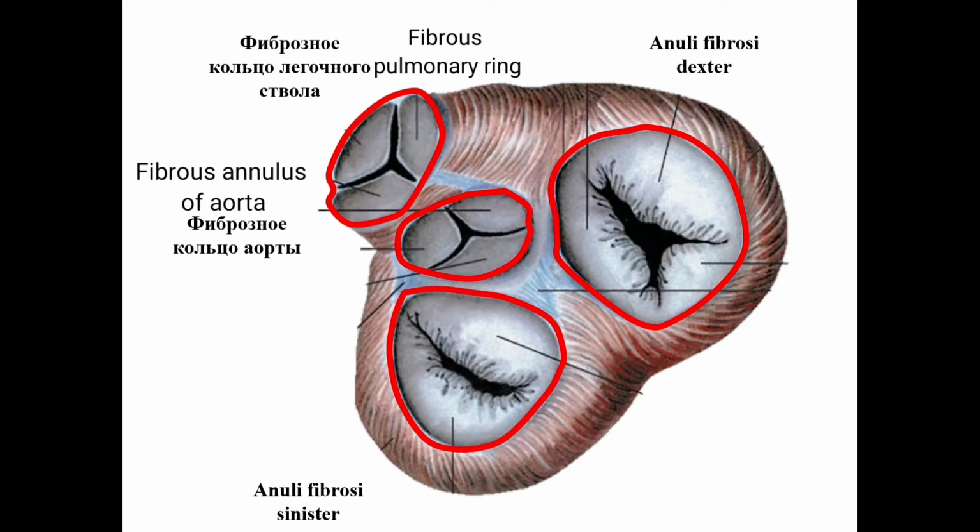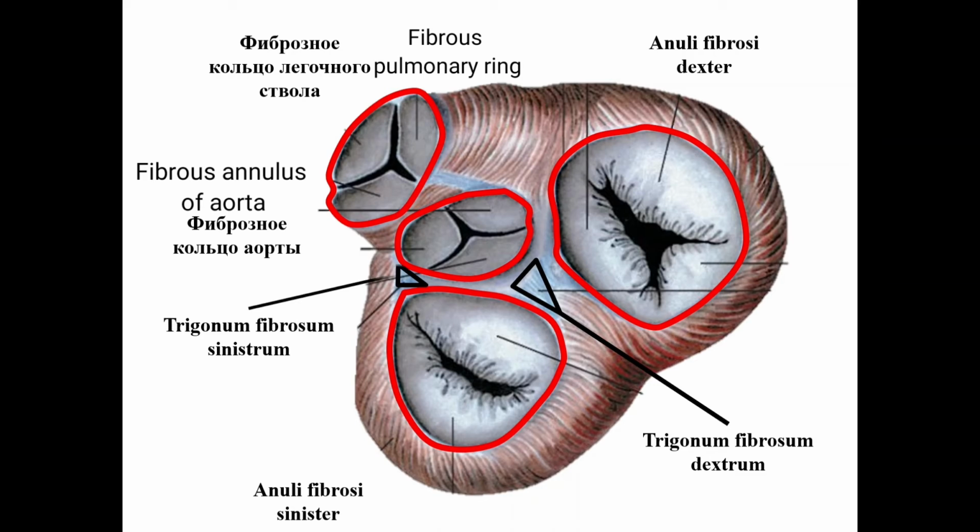The right and left fibrous triangles, trigonum fibrosum dextrum and trigonum fibrosum sinistrum, are dense plates which, on the left and right, adjoin the posterior semicircle of the aorta and are formed as a result of fusion of the left annulus fibrosus with the connective tissue ring of the aortic opening.